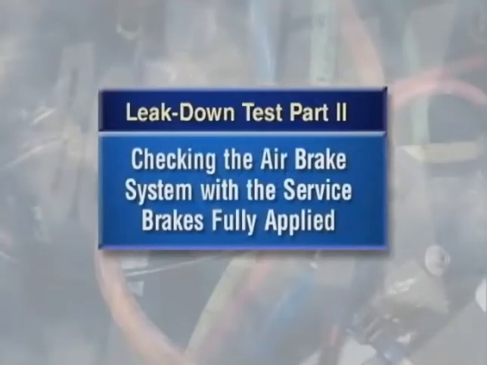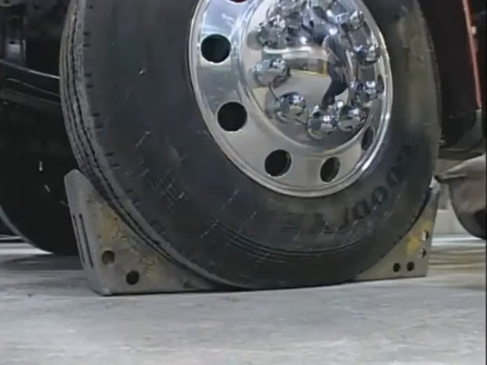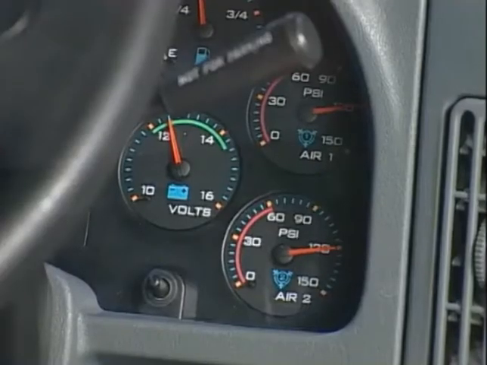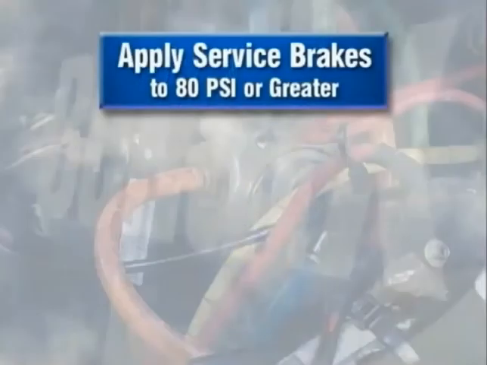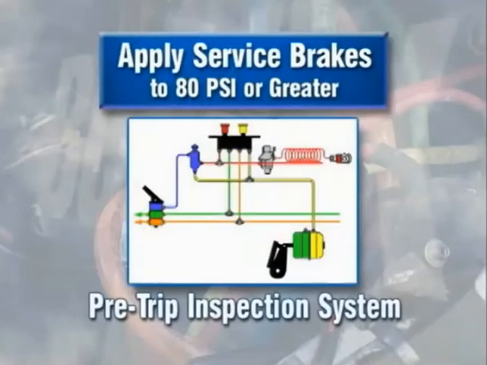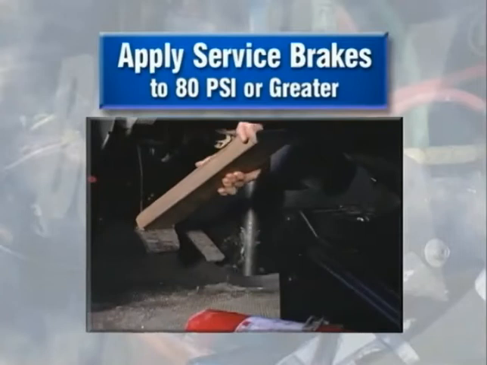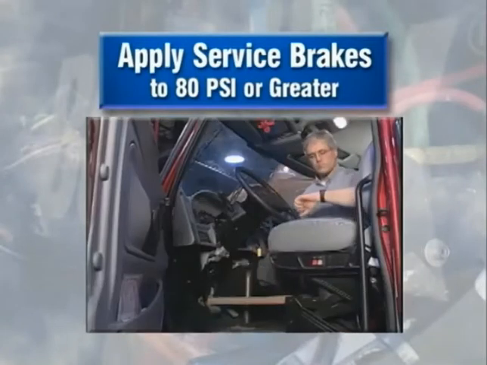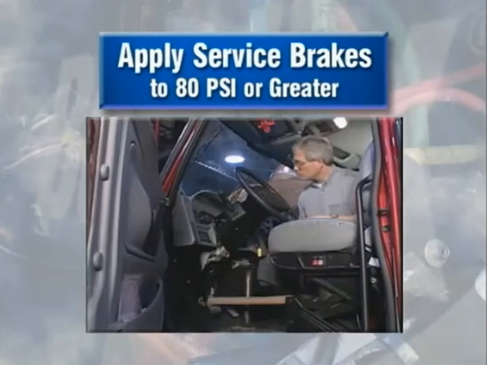The second phase of the test is checking the air brake system with the service brakes fully applied. Always chock the wheels first. Then charge the system to governor cutout. Release the parking brakes. Now, apply the vehicle service brakes using the pre-trip inspection system, if so equipped, or by using mechanical means, such as a block of wood, to maintain a steady brake application. Otherwise, you may get inaccurate results that lead to false conclusions.